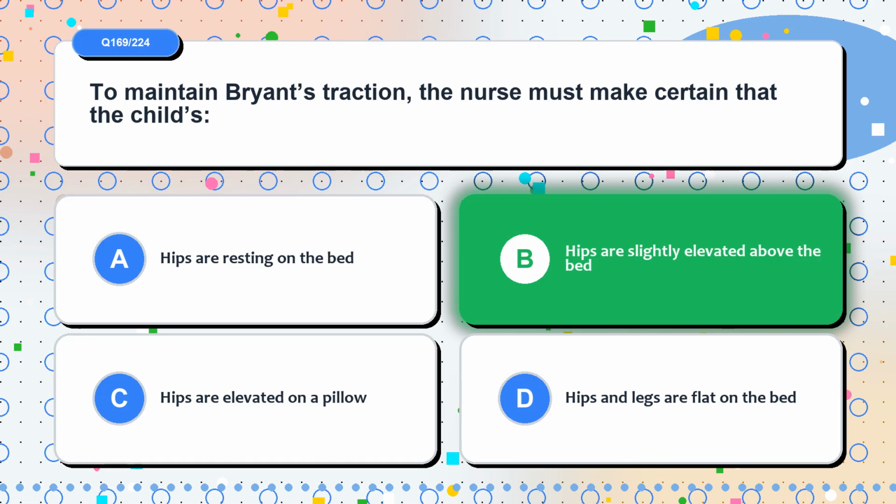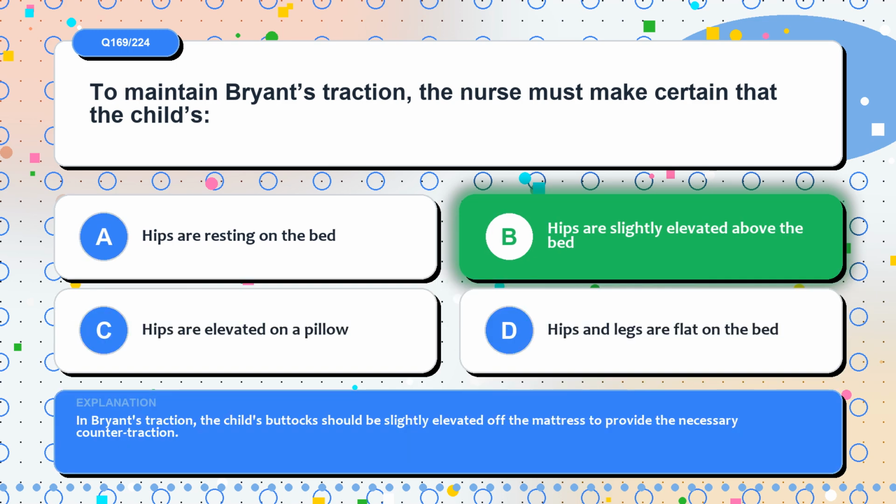The correct answer is option B. Hips are slightly elevated above the bed. In Bryant's traction, the child's buttocks should be slightly elevated off the mattress to provide the necessary countertraction.